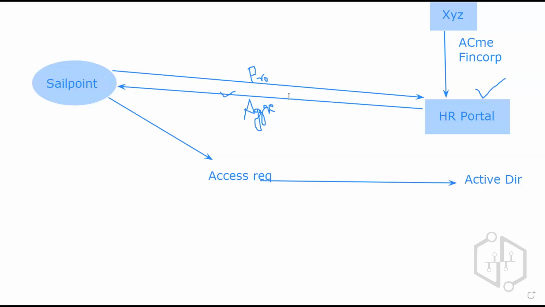So XYZ joins a company, and here the XYZ identity will be created. Once the identity is created, he will receive an email saying, this is your credential to access the Sailpoint application. He can log in into the Sailpoint application, and whatever access he is looking for, he can submit an access request to gain the application access. It is not only Active Directory; it could be any other application as well.